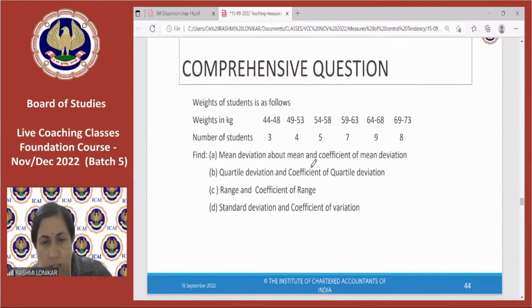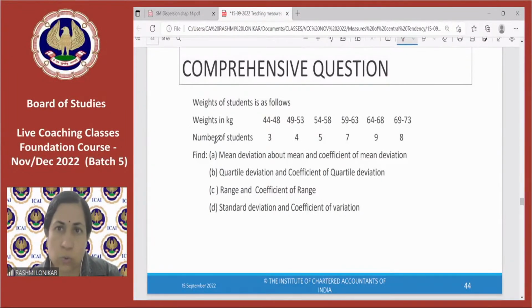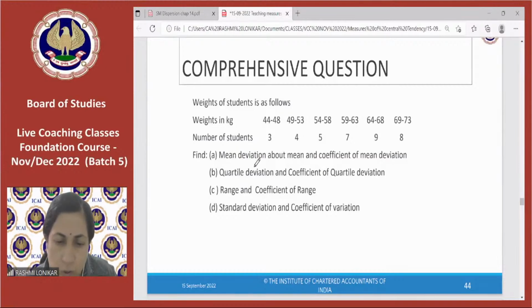Okay, this is a comprehensive sum that I will take up before we end. In this, for the 36 BBA students, the weights are given, and based on that we're going to find out mean deviation about mean, coefficient of mean deviation, quartile deviation and coefficient of quartile deviation, range and coefficient of range, and standard deviation and coefficient of variation. Once you do this sum, you will be able to solve any of these dispersion problems. So I will just open the Excel sheet.